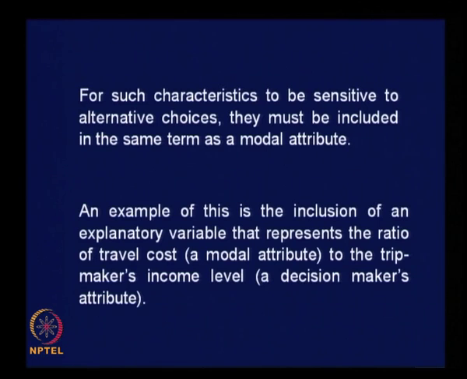An example of this is the inclusion of an explanatory variable that represents the ratio of travel cost. Travel cost is a model attribute, is it not? Ratio of travel cost to the trip maker's income level. It is not the absolute value of income, but income level. You can broadly classify the income level into broader categories and incorporate that into your modeling process. A decision maker's attribute.